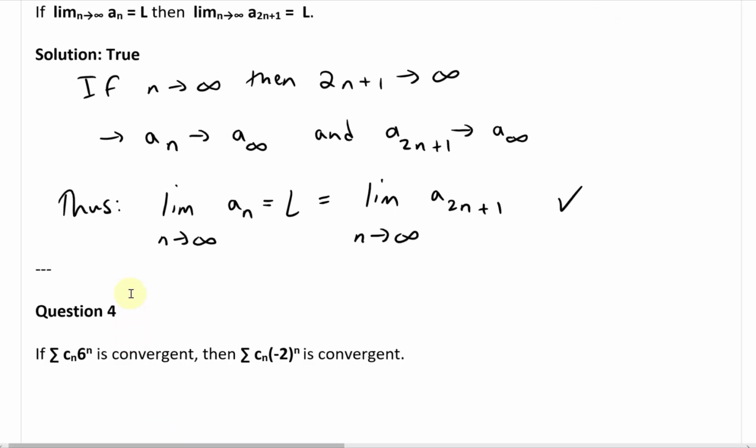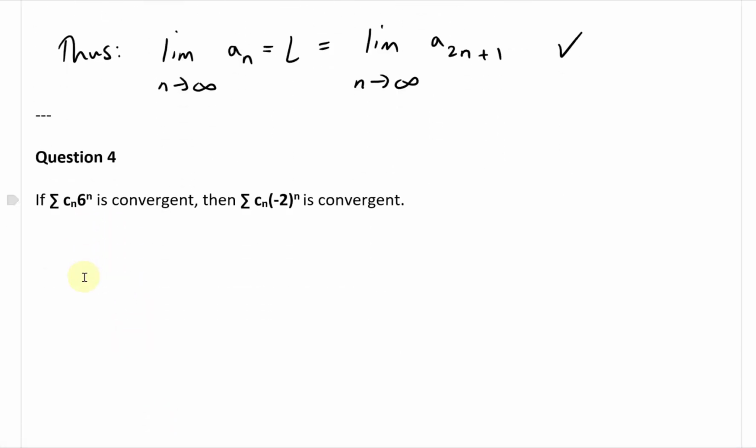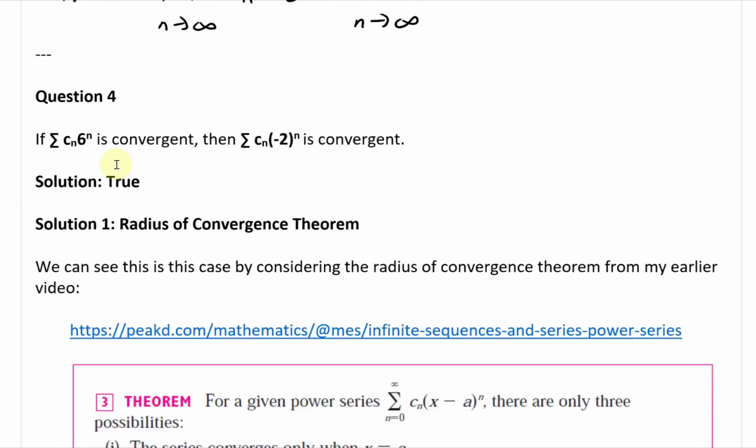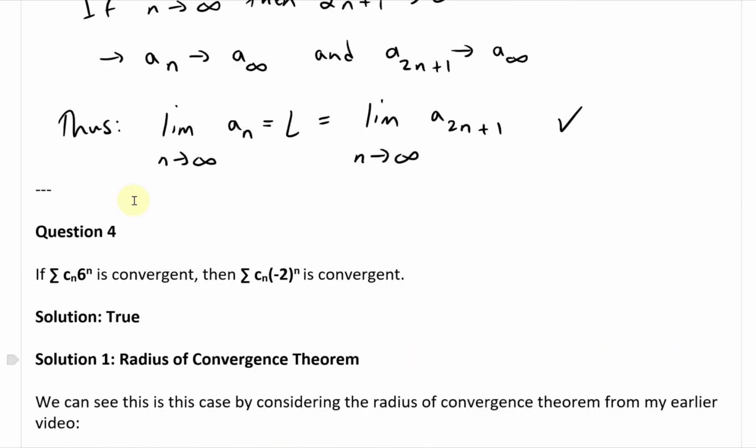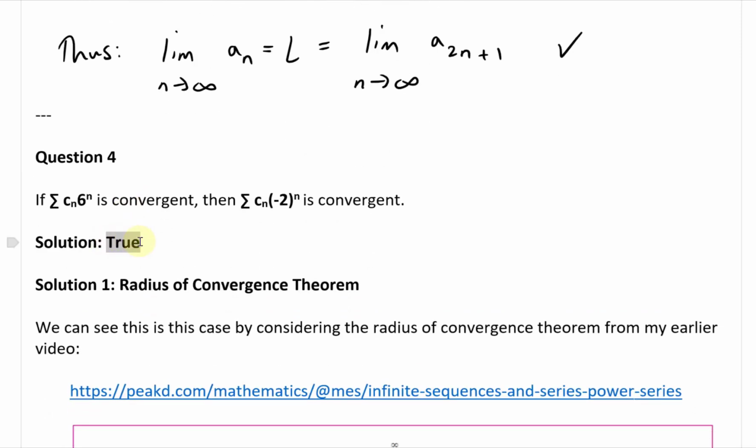Question 4 states: if the summation of Cn times 6 to the power of n is convergent, then the summation of Cn times negative 2 to the power of n is also convergent. Alright, so now let's take a look at the solution, and it's in fact true.